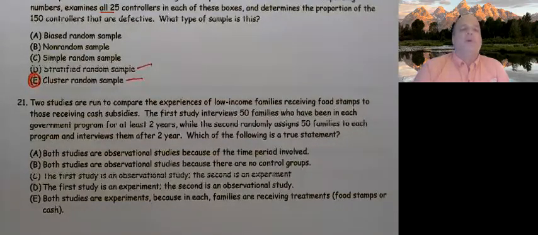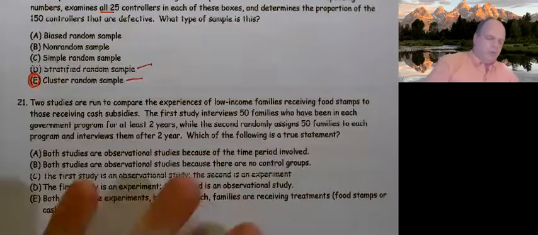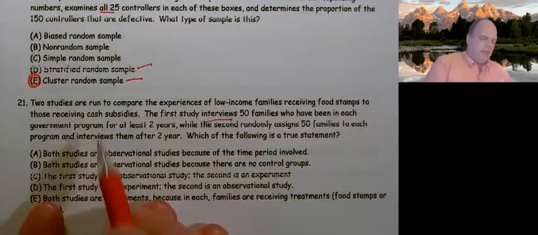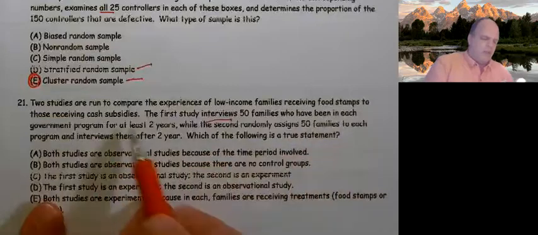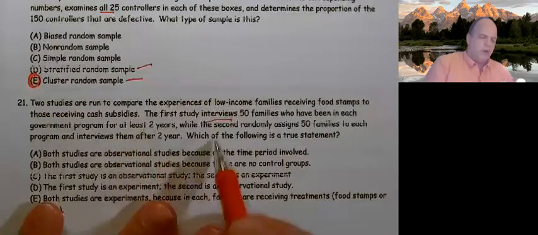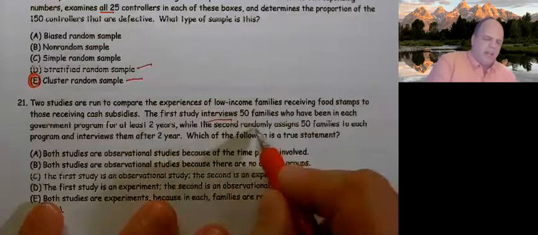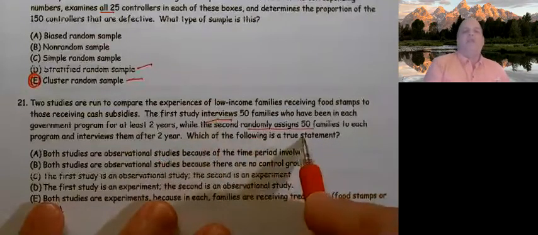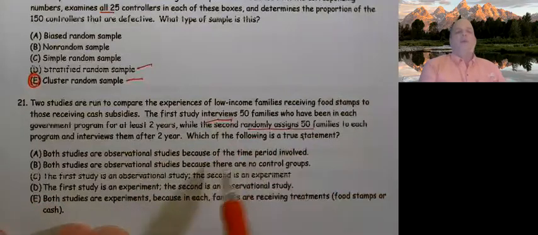So two studies are run to compare, this is number 21, two studies are run to compare the experiences of low-income families receiving food stamps to those receiving cash subsidies. The first study interviews 50 families who have each been in each government program for at least 2 years, while the second randomly assigns. So here we're interviewing and here we're randomly assigning. Which of the following is a true statement?